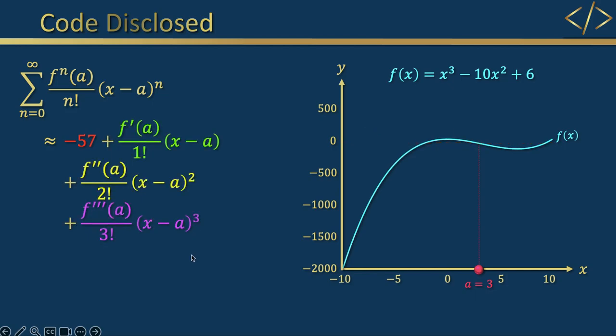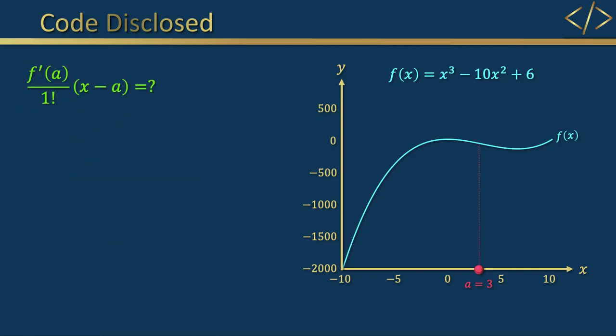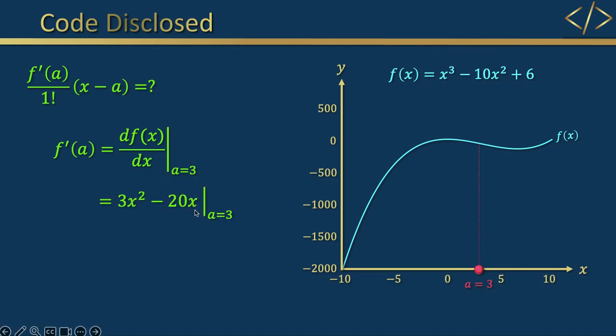All right, so let's calculate the second term, which is the first derivative of a times x minus a divided by 1 factorial. Let's calculate this bit first, which is the first derivative. Let's take f of x and derive it one time and then evaluate it at 3. If I derive it one time, then it's 3x squared minus 20x.